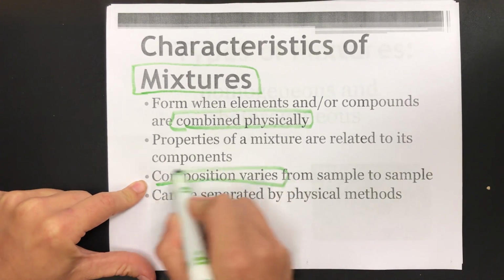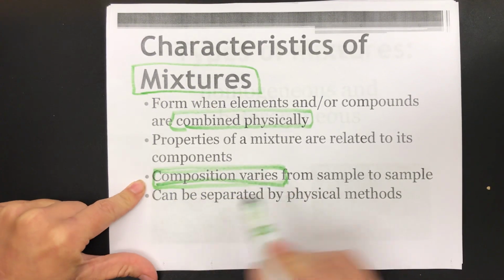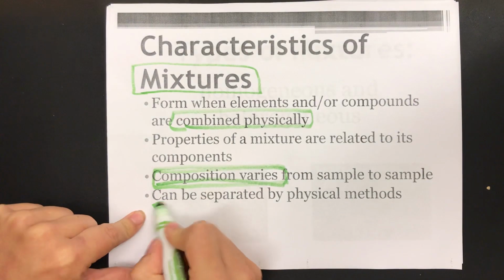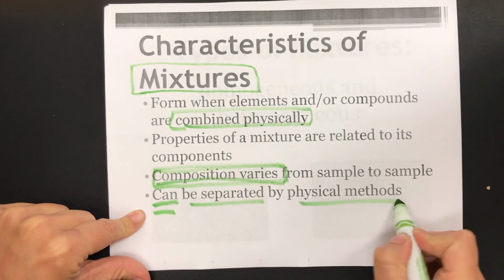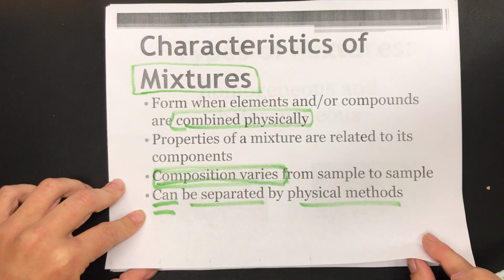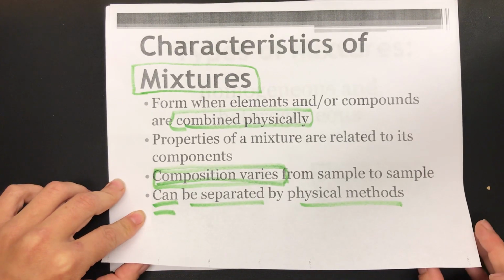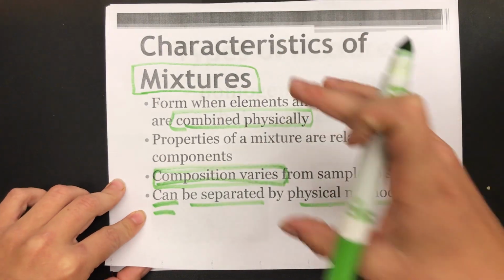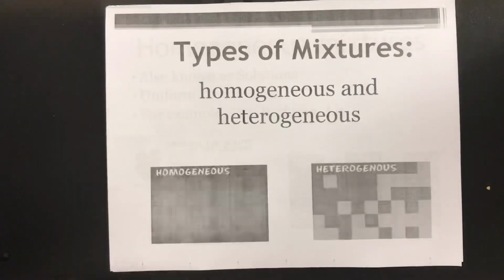Composition varies from sample to sample. Can be separated physically. So you can boil things off, you can dissolve, you can physically remove a tomato from a salad kind of thing.